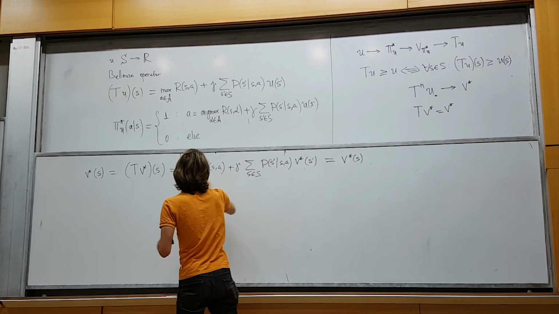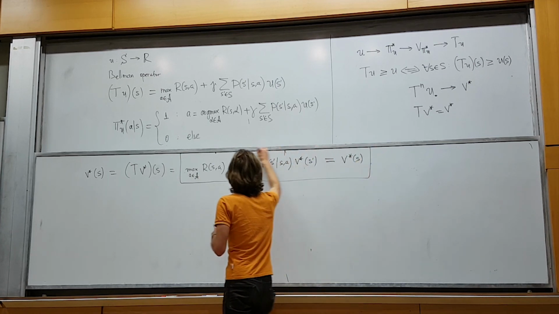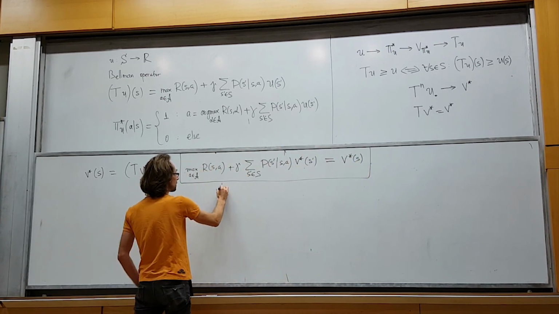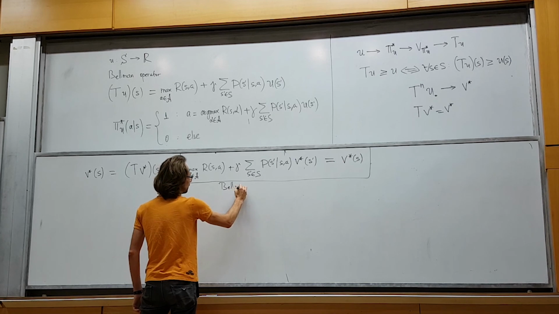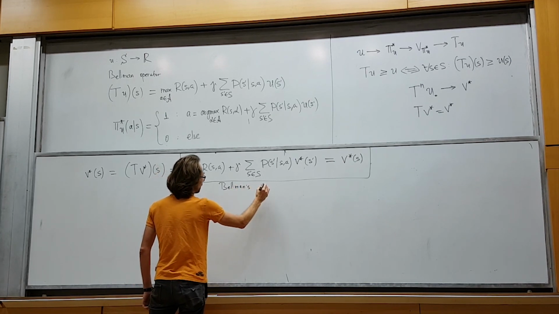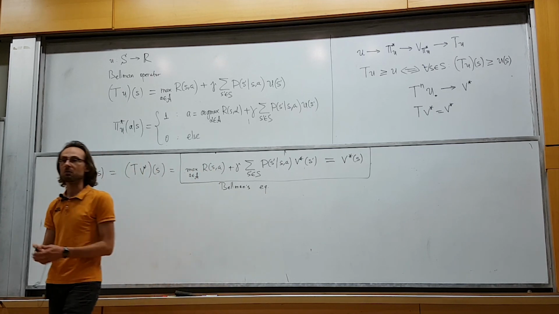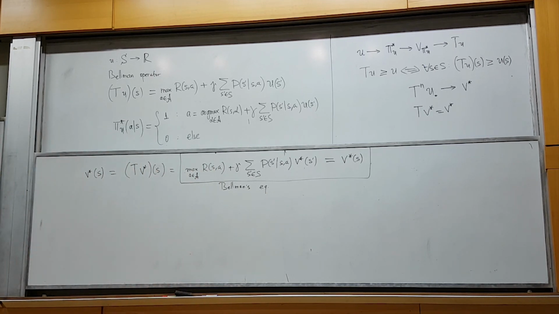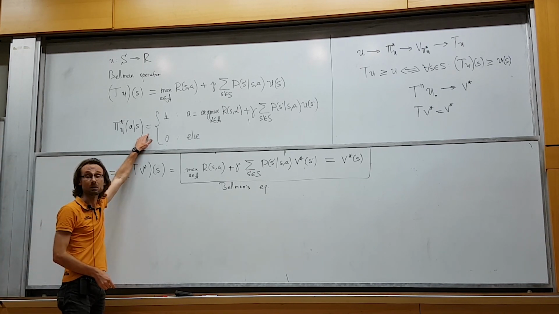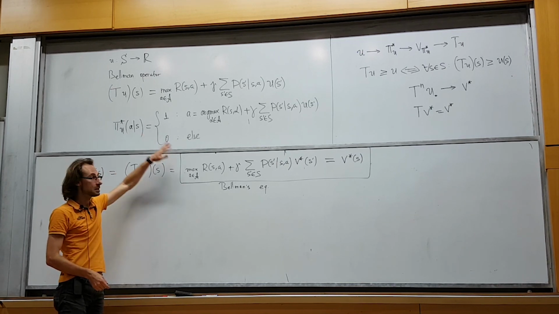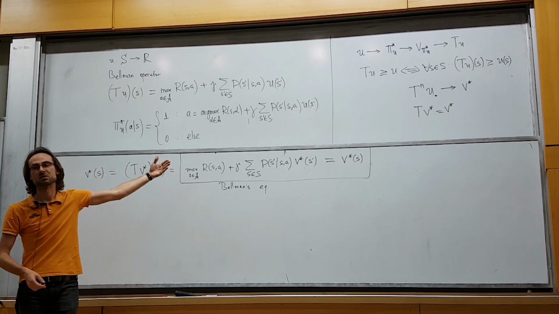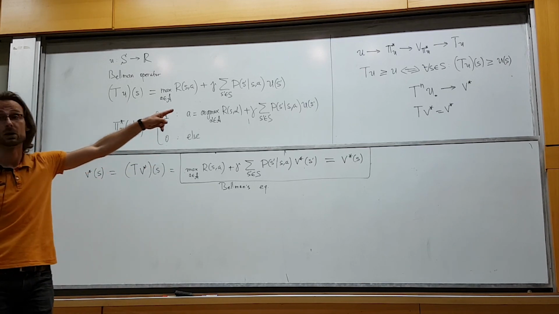Okay, let me put the box here and call this by name. This is called Bellman's equation, or Bellman's principle of optimality. It tells us an equation that an optimal value function has to satisfy. Once we have the optimal value function, we of course can compute immediately the optimal policy. Okay? Since we know how to solve this equation, we just do fixed point iteration.